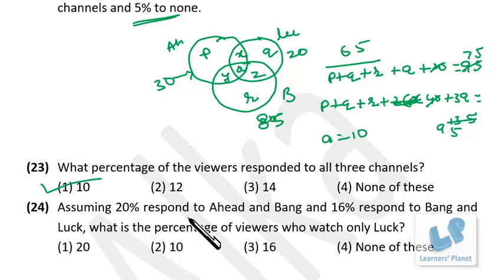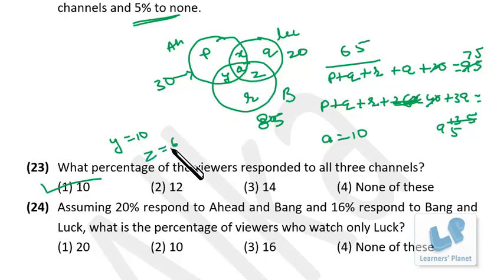assuming 20% respond to ahead and bang and 16% respond to bang and luck, what is the percentage of viewers who watch only luck? Okay, ahead and bang 20%. So ahead and bang 20%, that is Y plus A is 20%. Now A is 10, that means Y is also 10. Okay, similarly 16% respond to bang and luck. Bang and luck, so that is Z plus A. So Z plus A is 16 and A is 10, that means Z is 6.